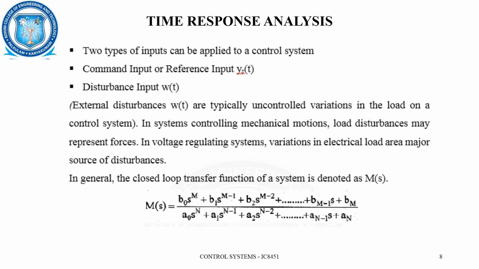Including all these, we have to find the closed loop transfer function, because in the closed loop transfer function we consider the feedback element, the error element, controller action, etc. So M of s is equal to b0 s^m plus b1 s^(m-1) and so on till bm, divided by a0 s^n plus a1 s^(n-1) plus a2 s^(n-2) till an. This will be the transfer function of the system representing time response analysis.